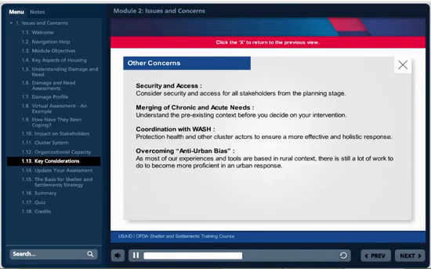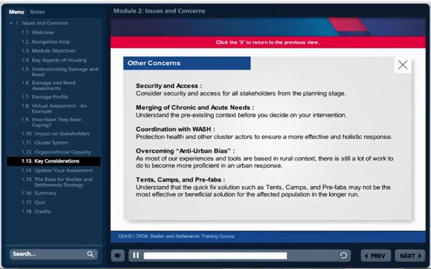Overcoming anti-urban bias. As most of our experiences and tools are based in rural contexts, there is still a lot of work to do to become more proficient in an urban response. Tents, camps, and prefabs. Understand that quick-fix solutions such as tents, camps, and prefabs may not be the most effective or beneficial solution for the affected population in the long run.